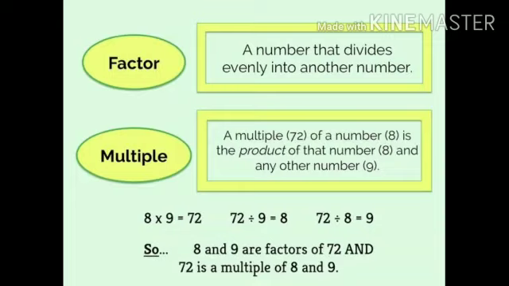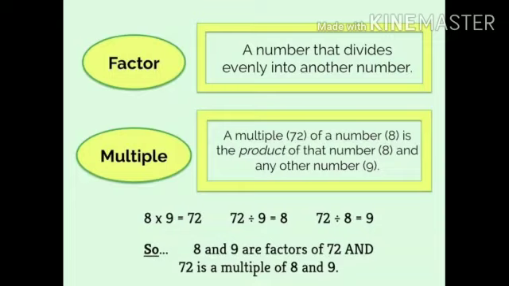I will explain thoroughly again. If we have a number and we can divide it evenly into another number, these numbers are the factors of that number. Second, we have multiples, the product of the number. Like 72 is a multiple of the number 8. How can we explain? The product of that number 8 and any other number is a multiple.